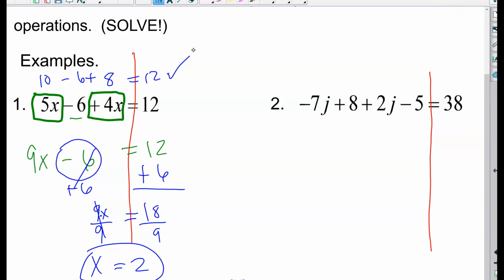All right. At this point, I want you guys to go ahead and pause the video and try number 2 over here. Follow the same steps we did on this side and see what you get, and then you can unpause it and go through it with me.